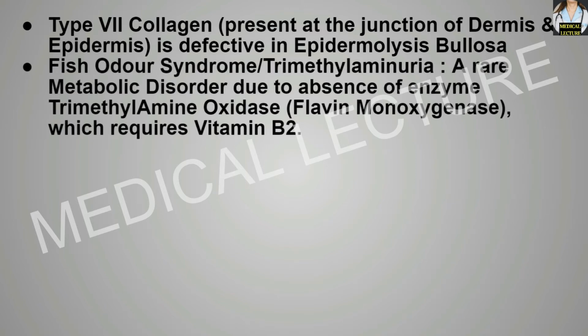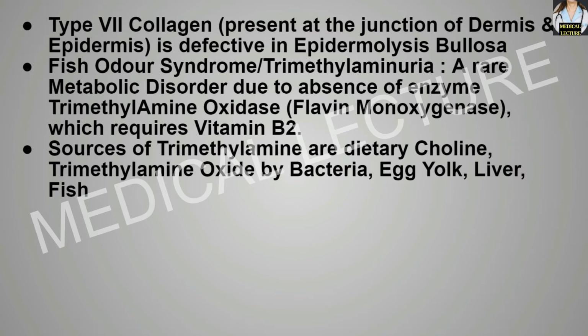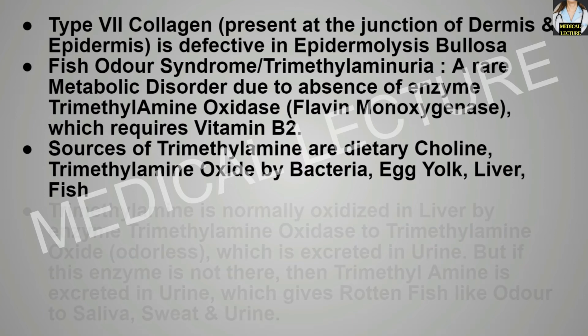Fish odor syndrome or the trimethylaminuria is actually a rare metabolic disorder due to the absence of the enzyme trimethylamine oxidase, that is the flavin monooxygenase, and this particular enzyme requires vitamin B2. Sources of trimethylamine are the dietary choline, trimethylamine oxide by the bacteria, egg yolk, liver, and fish.